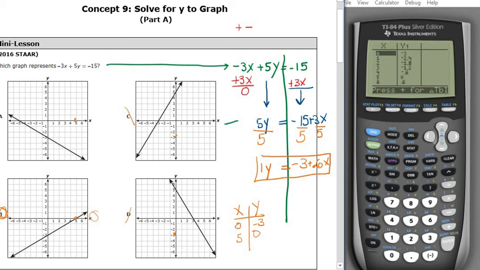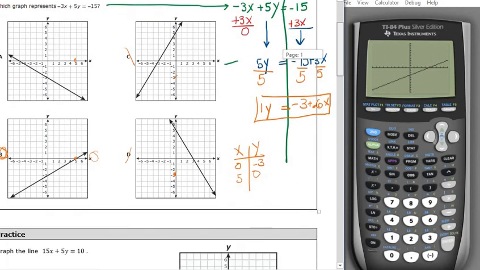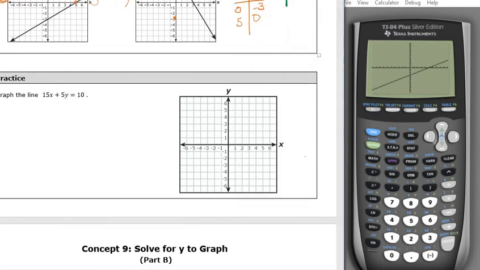For this one in particular, these graphs are different enough that it's helpful to look at the graph. So instead of pressing second graph, let's just straight up press graph. Notice this graph looks like our graph, and it doesn't look like any of the others, so that's enough information to cancel the other options. On the bottom though, after you solve for y, you're going to have to make a table because you're asked to graph it. This isn't multiple choice. Alright, good luck.